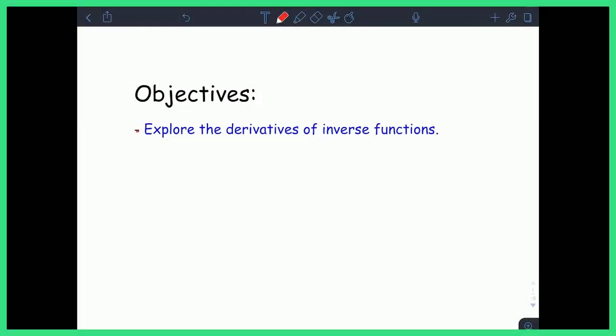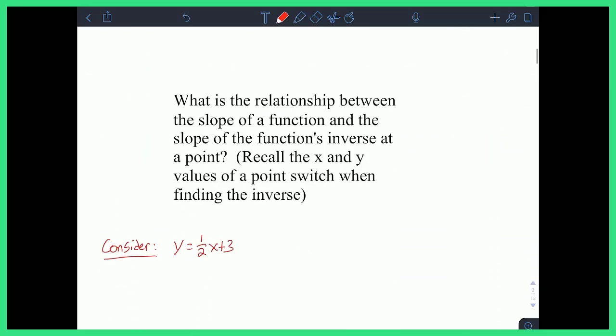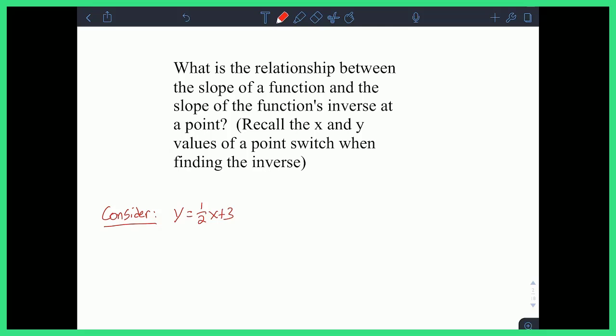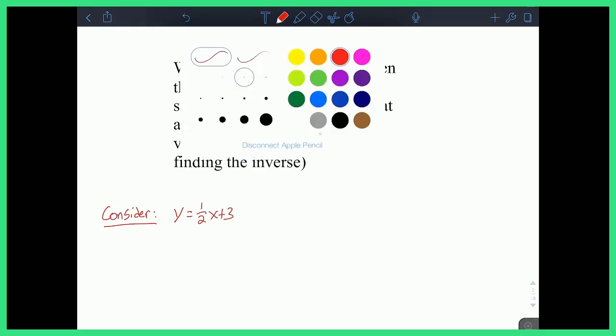Hey everyone, Mr. Shatter here to take a look at how to take the derivative of an inverse function. So that's what we're going to explore in this video. Let's get started. First of all, let's see if we can find a relationship between the slope of a regular function and the slope of its inverse.